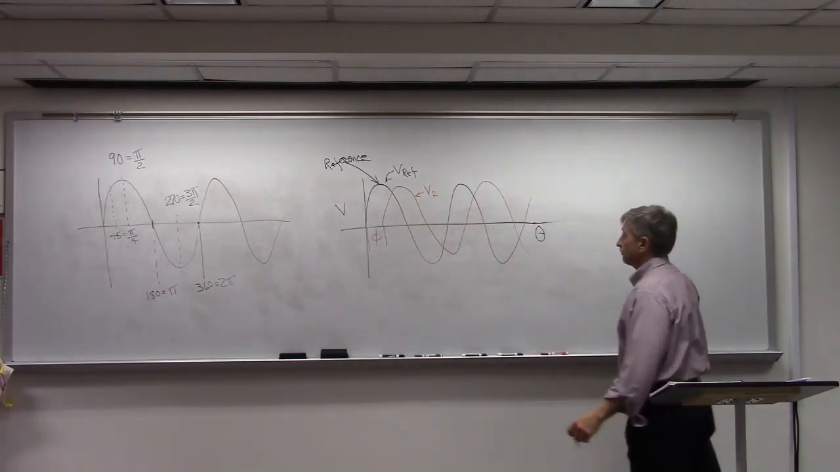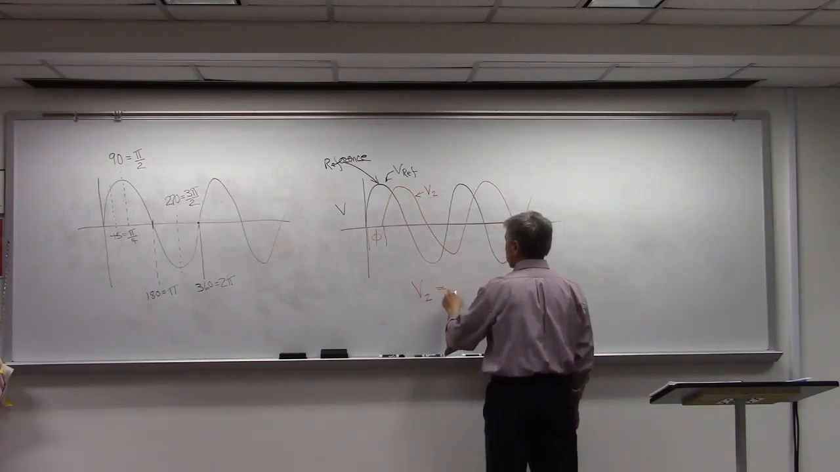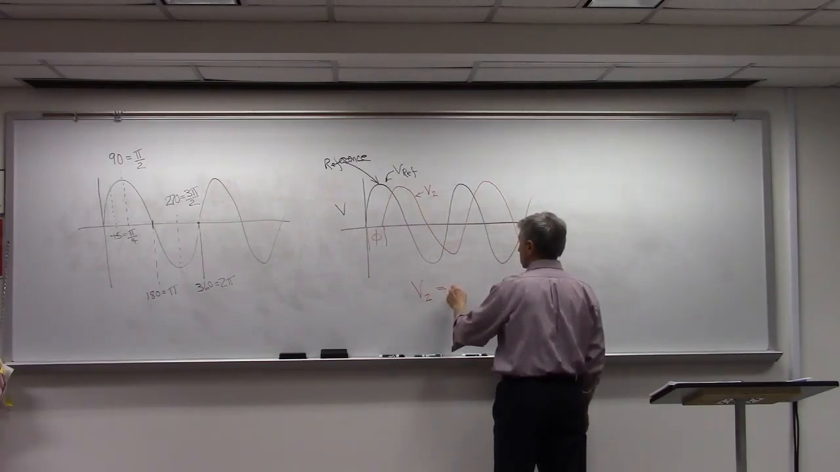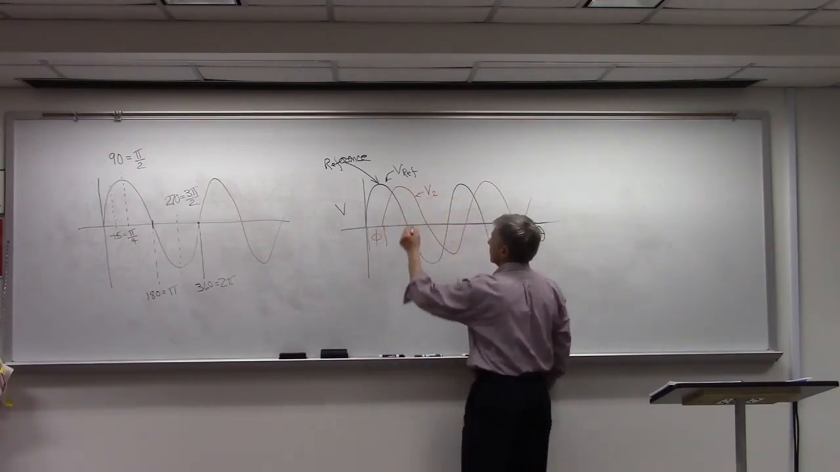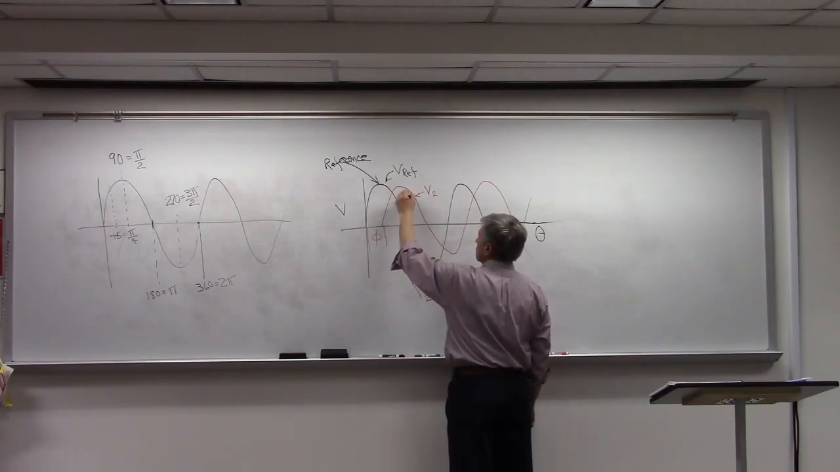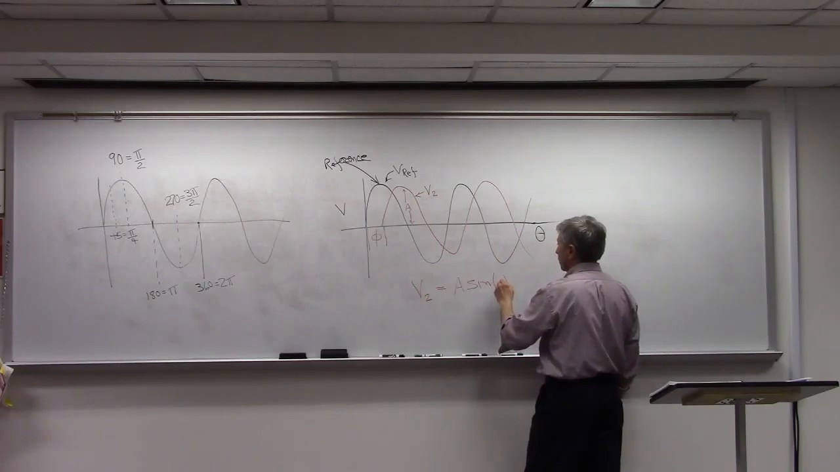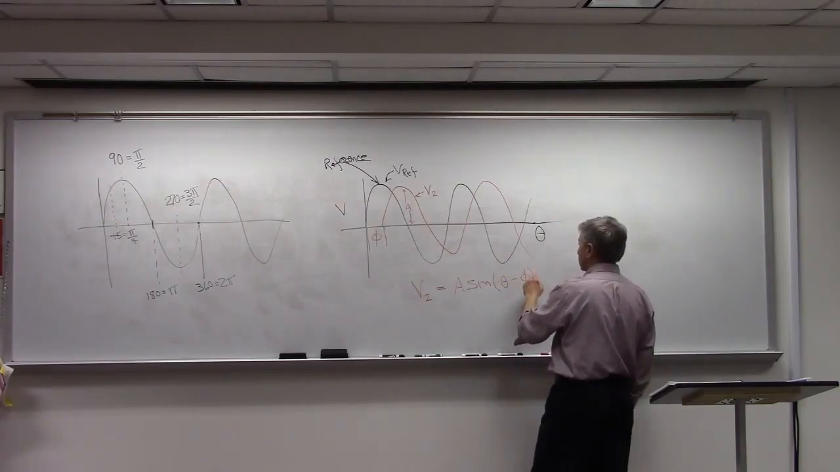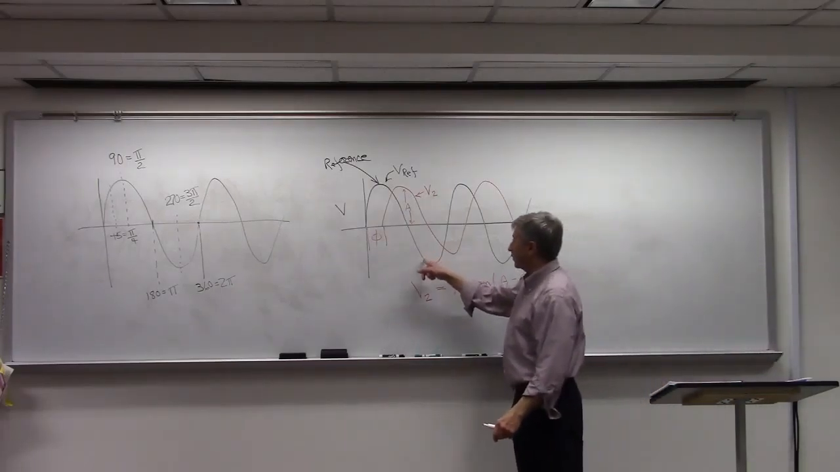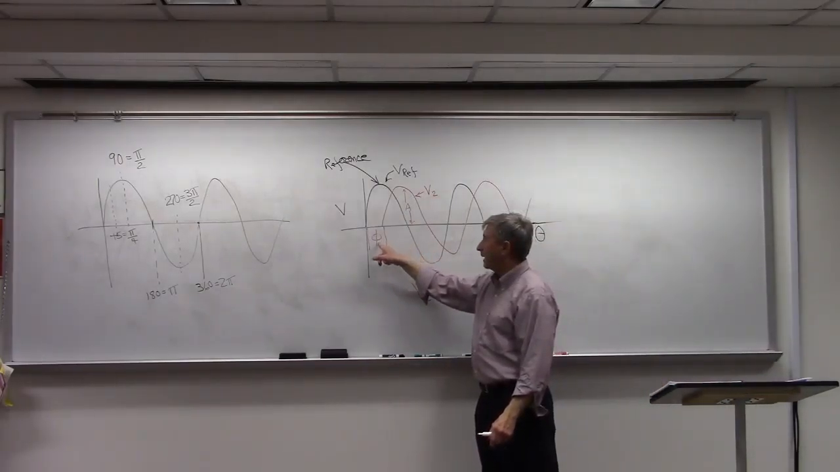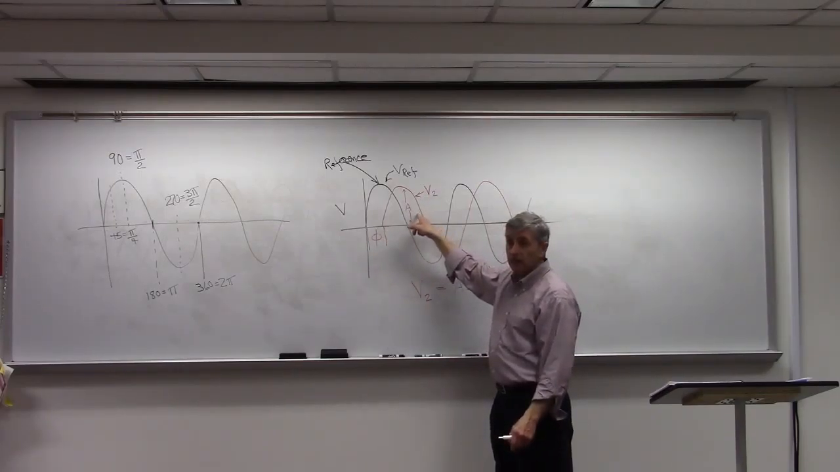Okay? So V2 is going to be some magnitude, whatever that is, A, times the sine of theta minus phi. So wherever I am on this wave, if I take that angle and subtract it, that's going to tell me where I am on this wave.